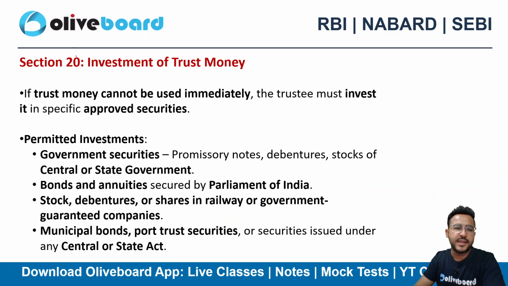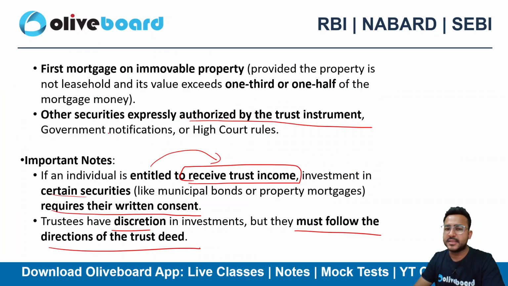Now, this section definitely empowers a trustee to invest in approved securities, but this particular right and duty is not over and above the trust deed. Whatever is stated in the trust deed, the trustee needs to follow the directions. If a particular investment category is mentioned in the trust deed, then the trustee will definitely give priority to that.